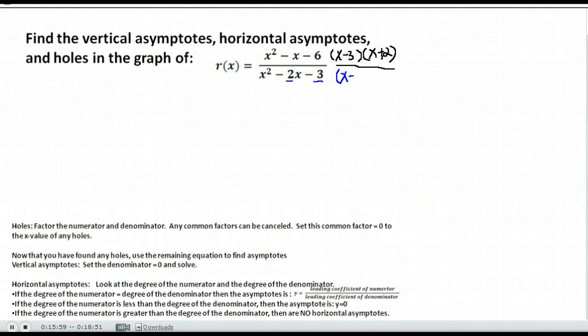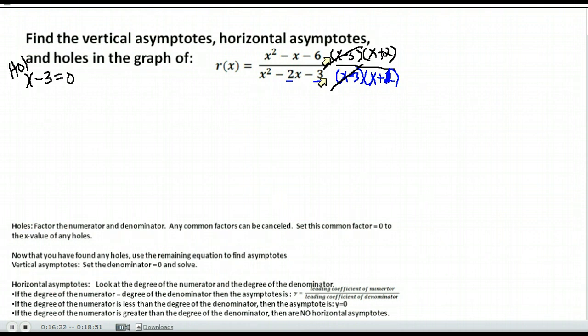If we did x minus 3 and x plus 2, negative 3 times positive 2 is, I meant to say 1 here, x plus 1. Negative 3 times 1 is negative 3. Negative 3 plus 1 is negative 2. Everything is factored. We look for common factors that can be canceled. And notice both the numerator and the denominator have an x minus 3. I can cancel those, and those will be the location of my hole.